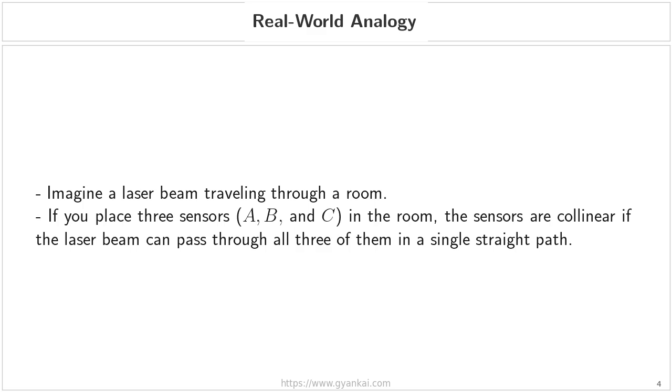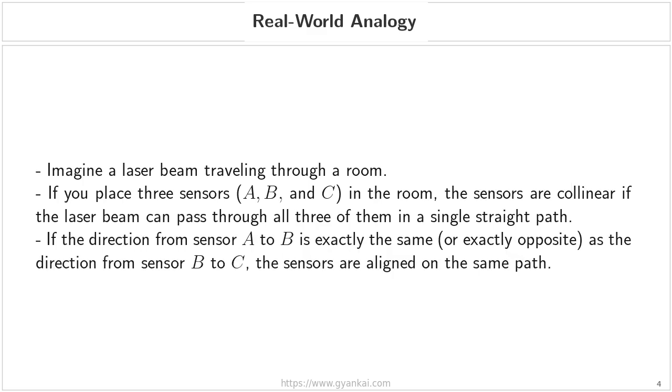The sensors are considered collinear if that single, straight laser beam can pass through all three of them in one continuous, straight path. Think about the direction of that beam. If the direction from sensor A to sensor B is exactly the same, or perhaps exactly the opposite, as the direction from sensor B to sensor C, then you know for certain that all three sensors are perfectly aligned on that same path. This is exactly what we are testing mathematically when we check if the direction ratios are proportional.